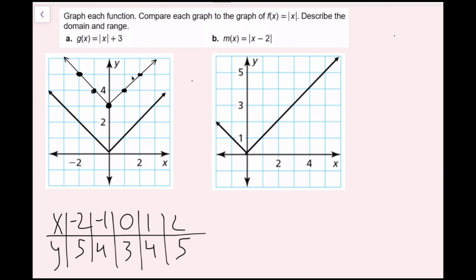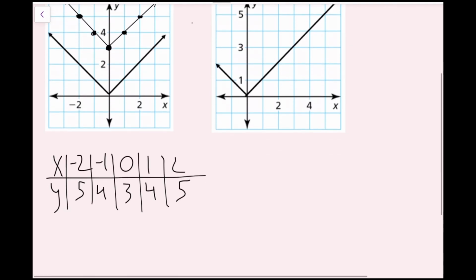Now I need to describe the domain and the range. Well, the domain is unaffected. I can still plug in any number for x. The domain is still going to be all real numbers. So I write that down here.